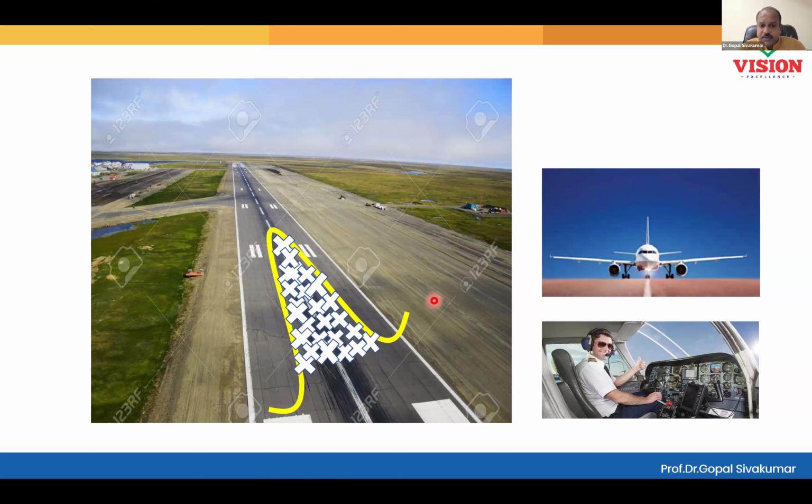And in the unusual scenarios, unusual conditions, some of the landing points are moving away from the center line. But even then, they are well within the runway. They are well within the control of the pilot, right?